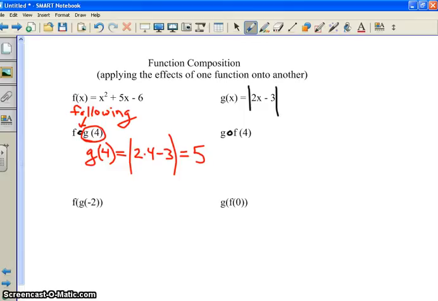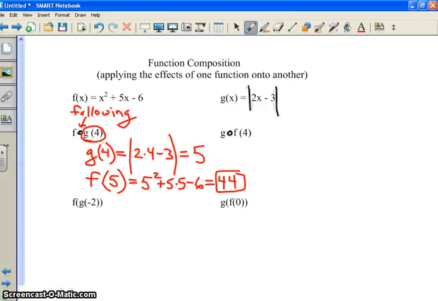And once we have that output for g of 4, we're going to take that answer of 5 and plug it into the other function, function f. So in this case, we're going to be doing 5 squared plus 5 times 5 minus 6, which would be 25 plus 25 is 50, take away 6 is 44. f following g of 4 is equal to 44.